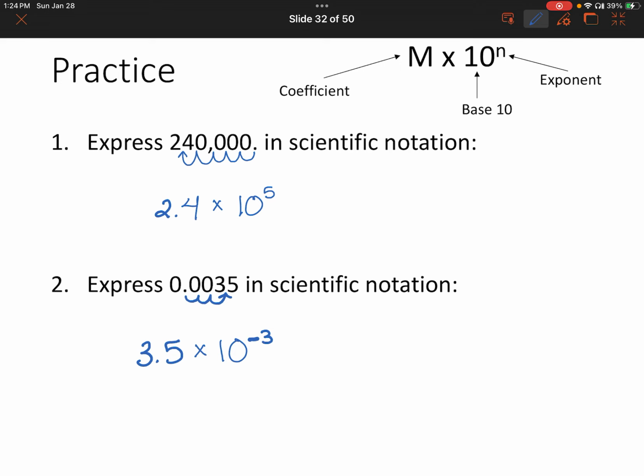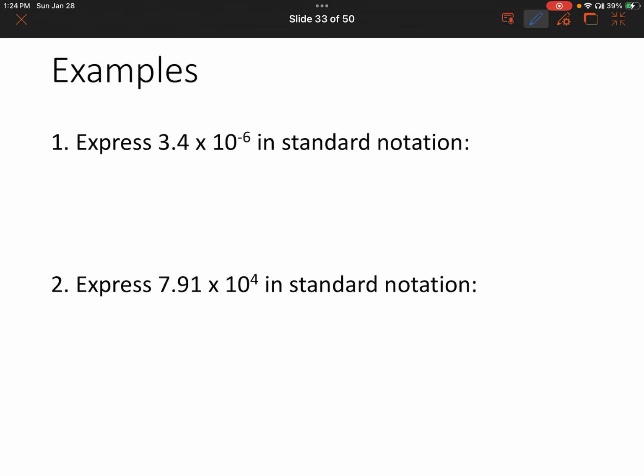All right, let's practice going in the opposite direction. So what if we're given a scientific notation value and we need to write that in standard notation? So let's look at this first one. We have 3.4 times 10 to the negative 6. Okay, so the way I usually do this, and if you have a different way of doing this, that's okay too, as long as you get the right answer.